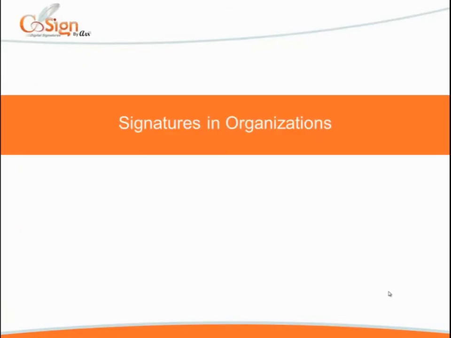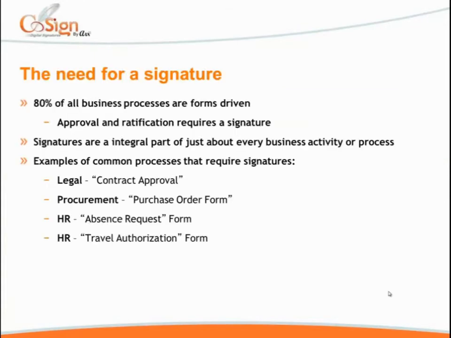Okay, so let's get started and let's talk about signatures in an organization. In today's world, signatures can be found in about any process or activity in an organization. Just for example, you have a list of approval forms that can be used in different organizations, such as contract approval, purchase order form, an absence request, and a travel authorization form. These are very common, and all of them require signatures, usually more than one.